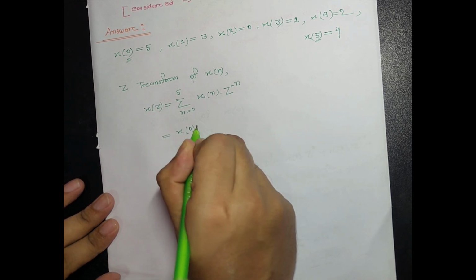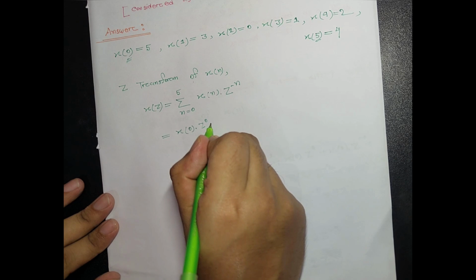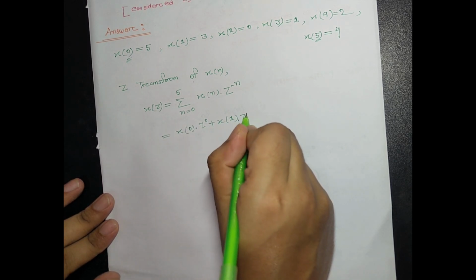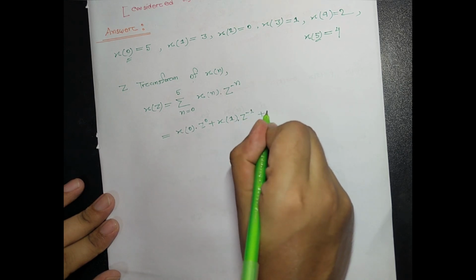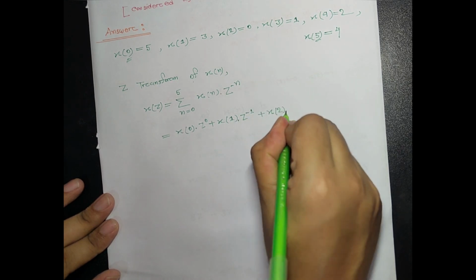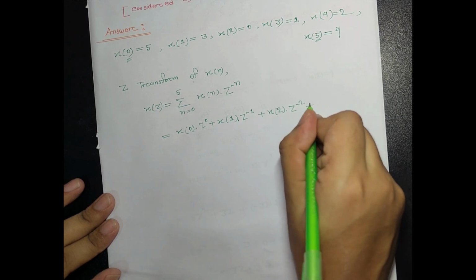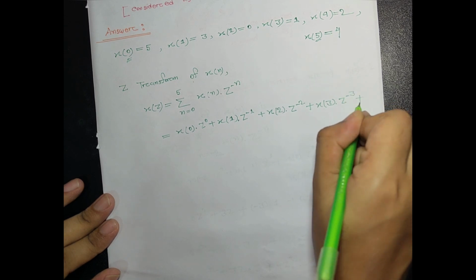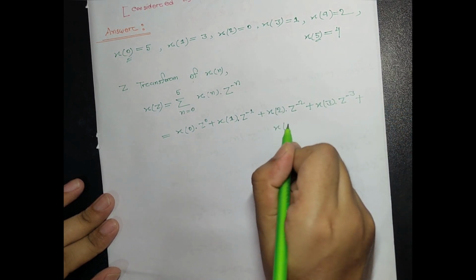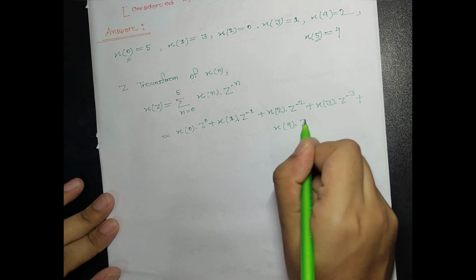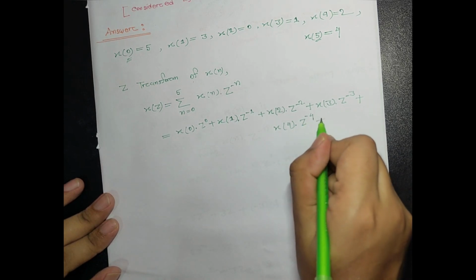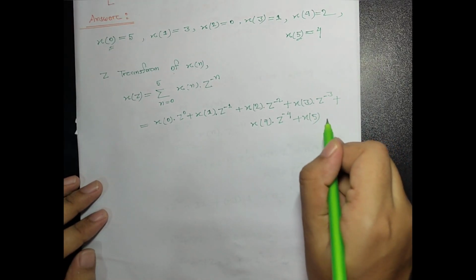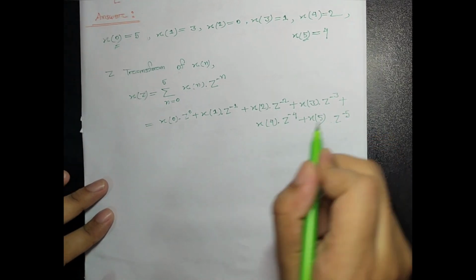x of 0 into z to the power 0 plus x of 1 into z to the power minus 1 plus x of 2 z to the power minus 2 plus x of 3 z to the power minus 3 plus x of 4 z to the power minus 4 plus x of 5 z to the power minus 5.